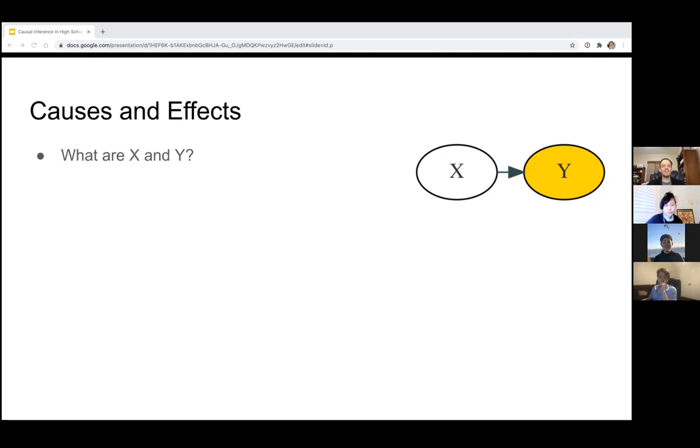Any guesses or stabs at this? Feel free to just yell it out. Oh, go ahead. Video games and crime ratings. Oh, so which one's X and which one's Y? From the popular opinion of people who think that video games cause violence and higher crime rates, X would be video games, Y would be higher crime rates. That's right. That's a great one.